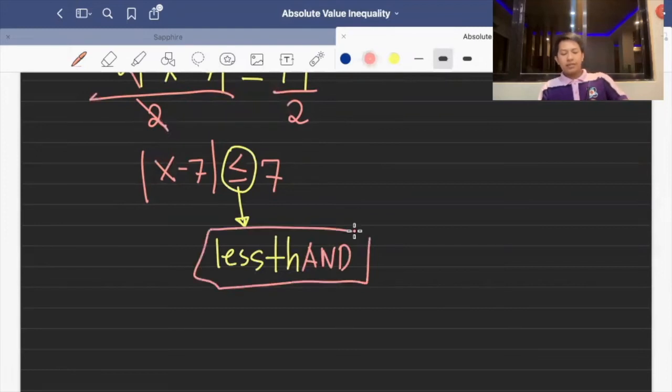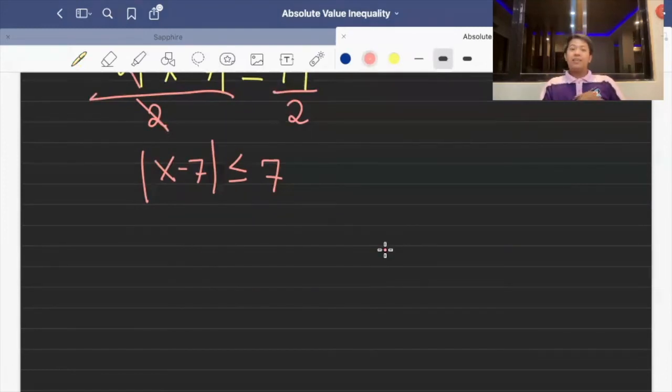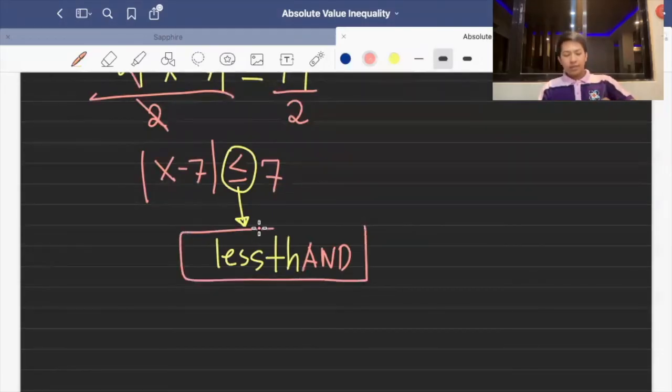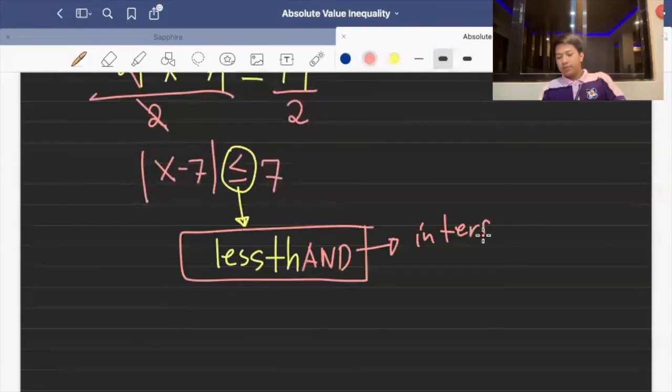Greater than or equal to. In this case, we can use this mnemonic to remember the less than. Basta less than or equal to, then less than, and we know that "and" is an intersection. Intersection.